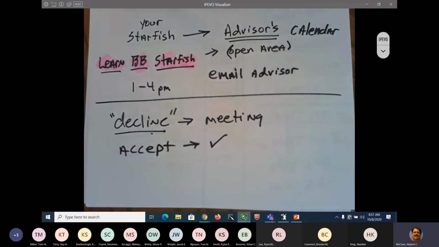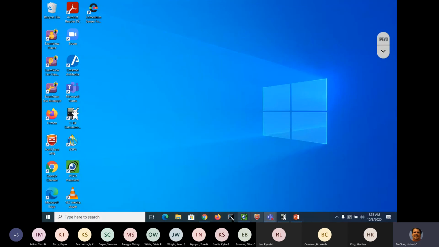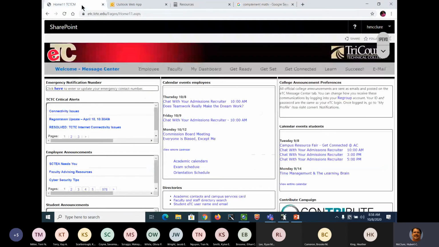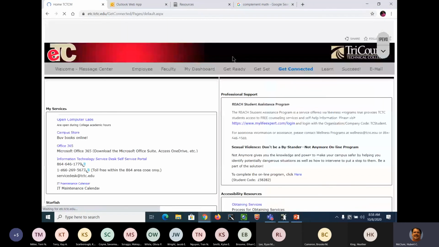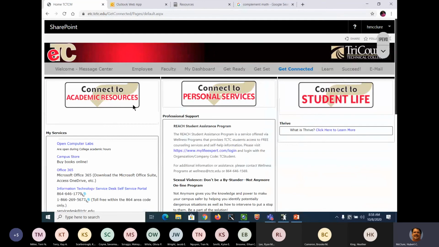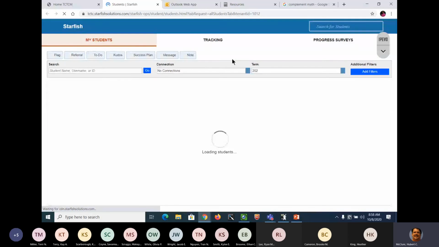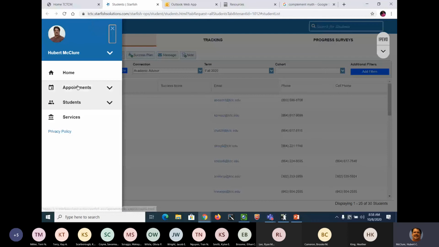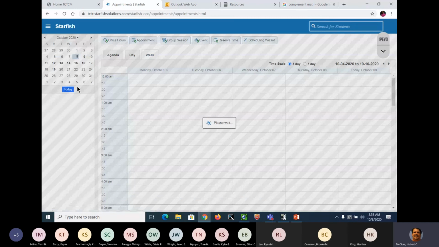Okay, so I'll pull it up for you, and I'll show you what mine looks like. So let me go to Connect, and hopefully you're in Get Connected. I'm sorry, if Tri-County doesn't log you out, click on Starfish Login. And of course, when you pull yours up, I don't know what it looks like on y'all's end. I have to go to Appointments. And it should show, yep.